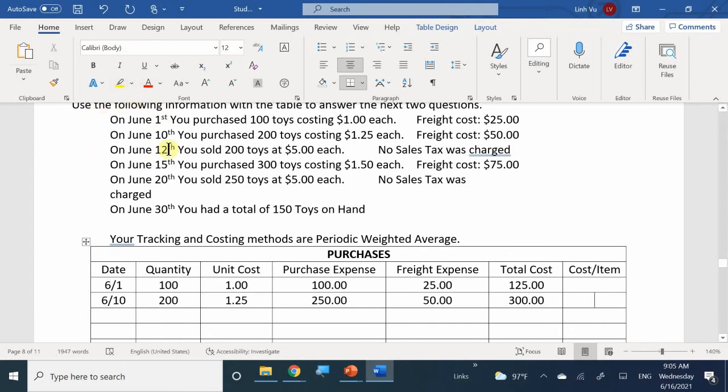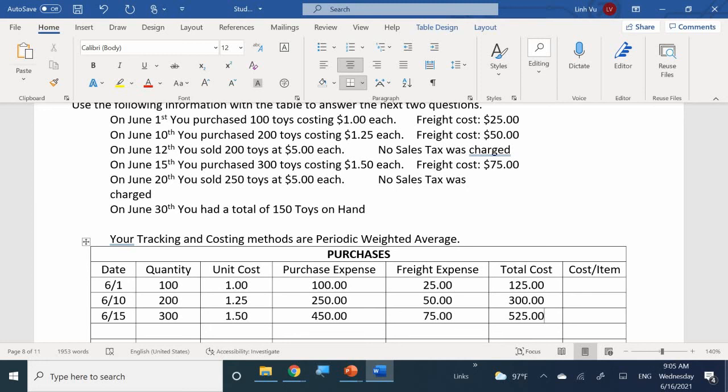On June 12th, we sold something, so we don't care about that. Then June 15, we purchase 300 items at $1.50 with the freight costing 75. So in this case, what's my total purchase here? 450 plus 75, total cost 525. And of course, we don't care about the sale that we had on June 20th.